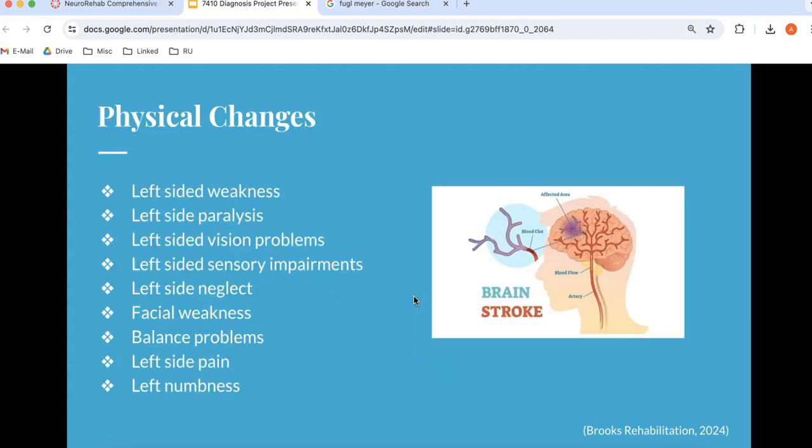Physical changes that can occur are left-sided weakness, left side paralysis, left side vision problems, left side sensory impairments, left side neglect, facial weakness, balance problems, left side pain, and left numbness.